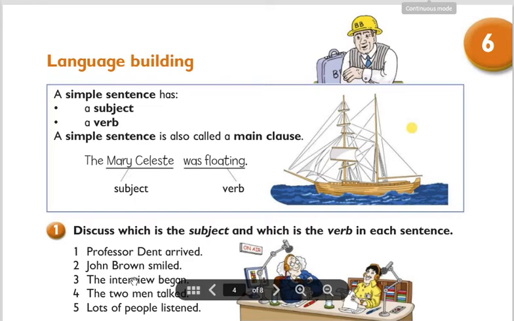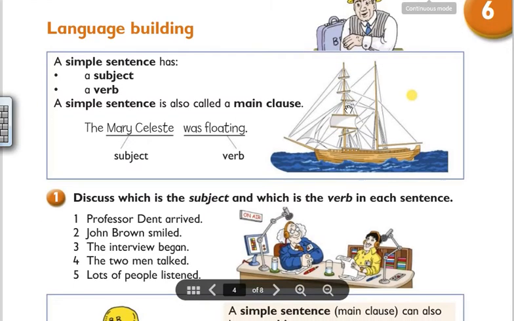Today is the rest of Unit 6. We're going to complete this unit together. We're going to start today with language building. Language building of this unit talks about simple sentences.